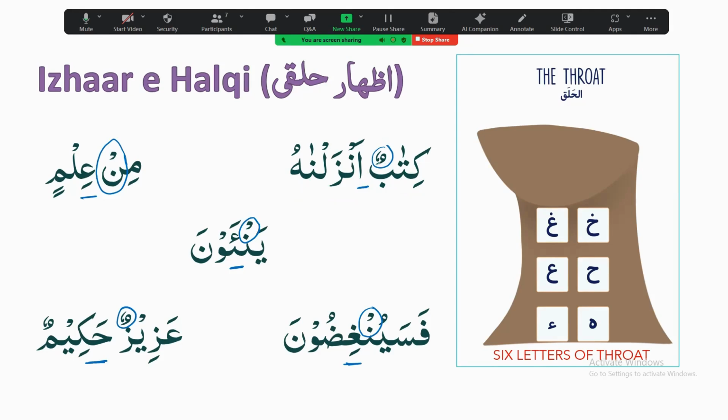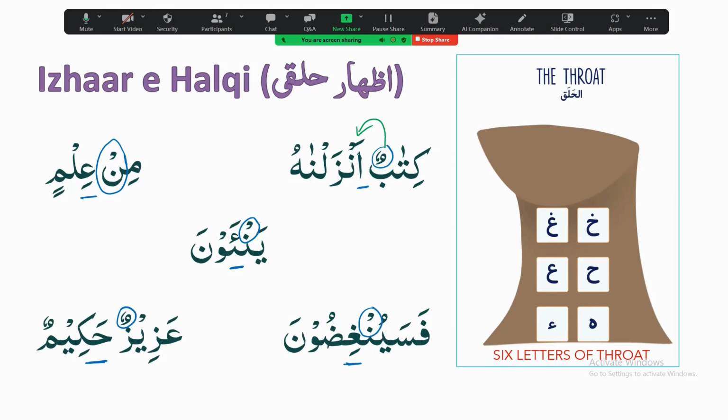Kitabun. Here at the end of the first word, kitabun, you see a tanween, right? Tanween always comes at the end of words. So on the last letter of this first word, you see a tanween of dhammatain, and you are instantly supposed to look at the next letter that comes.